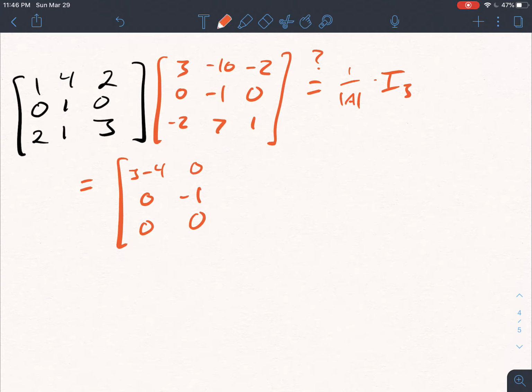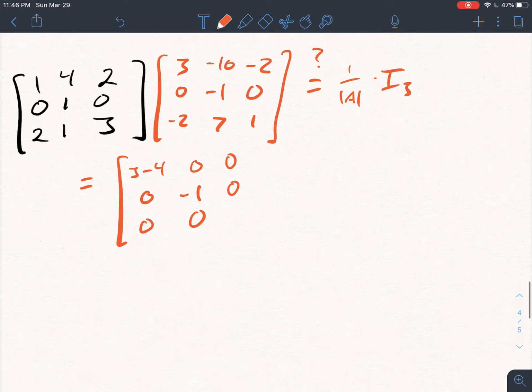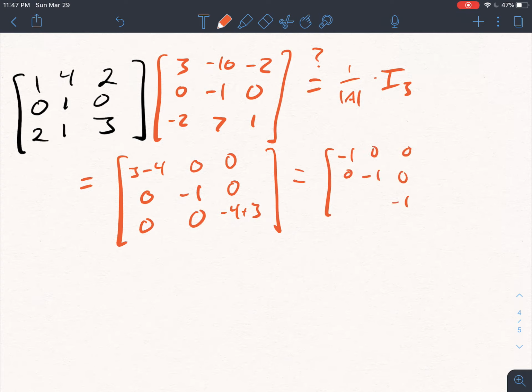Okay, great. I'm just going to go through the last column pretty fast because at this point I'm pretty confident this is going to work. Negative 2 plus 0 plus 2, that's 0. 0 plus 0 plus 0, that one's 0. Negative 4 plus 0 plus 3, that's negative 1. And of course, this is equal to negative 1 times the identity matrix. And so that worked. All of that worked.